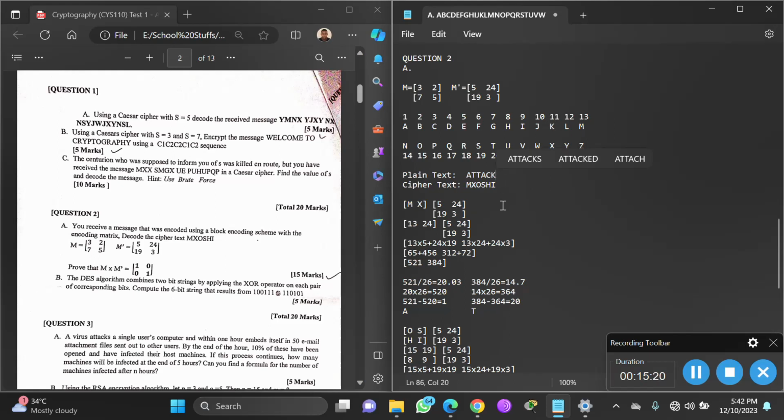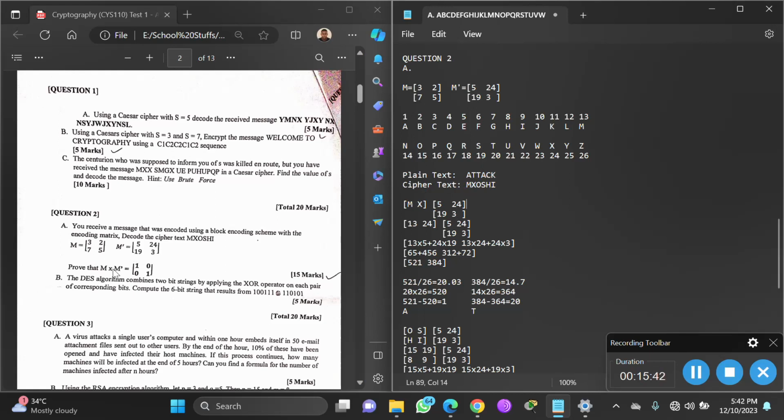So we are done decoding this message using this matrix as a block cipher. So now you can see that attack can be represented as this when encrypted. So we have decoded this and we were being attacked. So that's it for the block cipher so far.